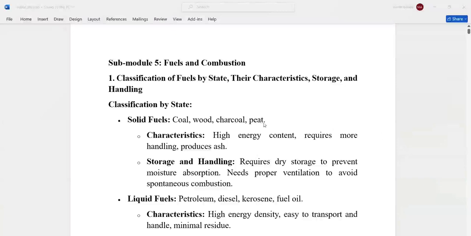Now, we are going to discuss fuels and combustion, and this is going to give us an introduction as we handle sub-module 5. I believe by the end of this lecture and at the end of sub-module 5, everyone should be able to understand what a fuel is, what combustion is, and how you can differentiate between the different fuels: the solid, liquid, and gaseous fuels.